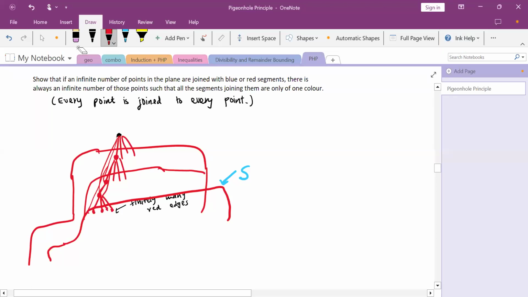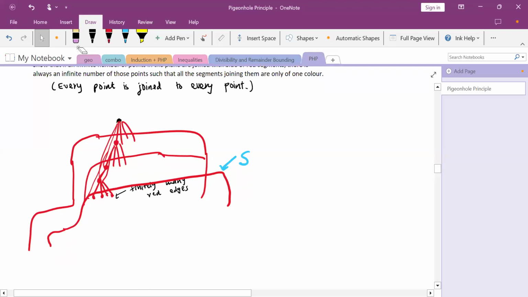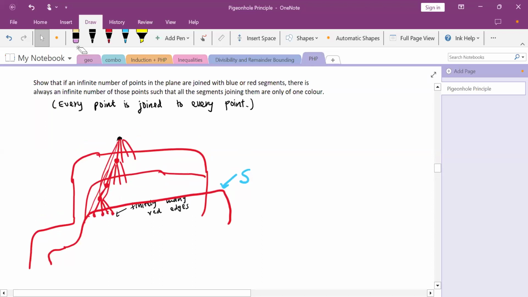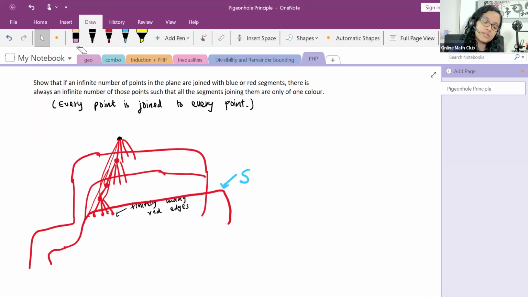I was curious, at the first point did we assume that a point is connected to infinitely many points with red segments, because that just finishes the problem? No, it doesn't. We know that every point is connected to every point that is given. So if you take a particular point, with some color, either red or blue, it must have infinitely many edges. So we're just taking that color. We are assuming it's red, without loss of generality. Basically, you want infinitely many points such that each of their edges with each of the others is just one color. That's what you're looking for.